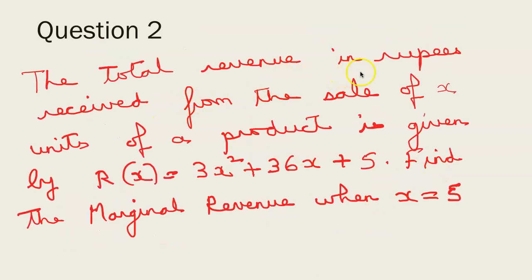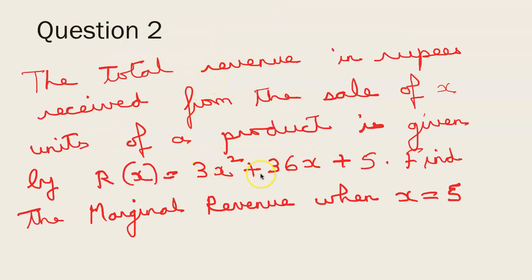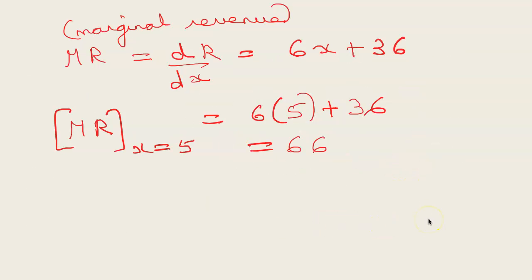Question 2. The total revenue in rupees received from the sale of x units of a product is given by R(x) equals 3x squared plus 36x plus 5. Find the marginal revenue when x equals 5. The marginal revenue is given by d/dx of the total revenue. And what is the derivative of the revenue? 6x plus 36. Substituting x equals 5, we get 6 into 5 plus 36, that is 66.